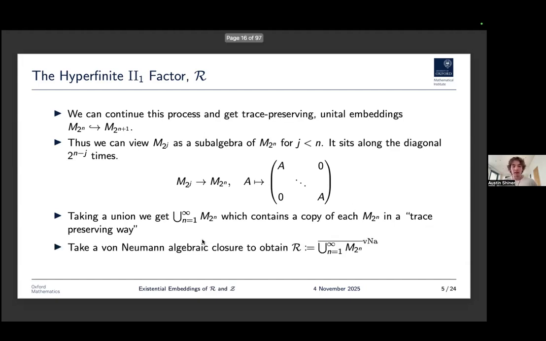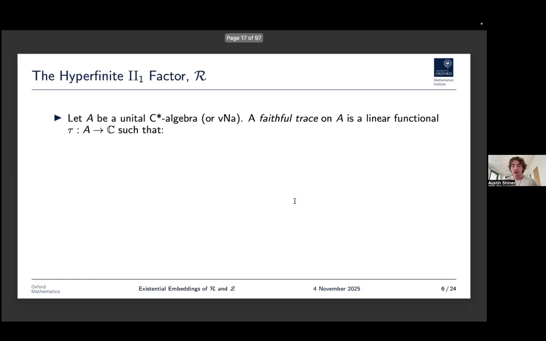Then lastly, to get our algebra R, what we do is we take some sort of closure. We embed each M_{2^n} inside some B(H), some bounded operators on a Hilbert space, and we take some sort of strong operator topology closure. And this will give us our hyperfinite 2-1 factor R. So one of the key properties that all the matrices have is that they have a unique normalized faithful trace, right? The normalized matrix trace. And this embedding always preserved the trace. This embedding is trace preserving.